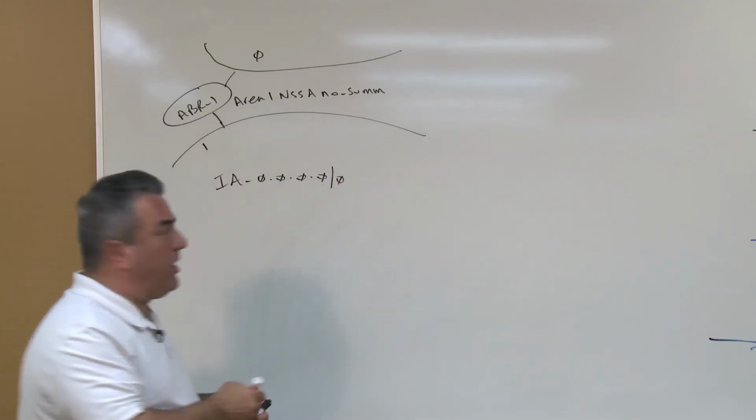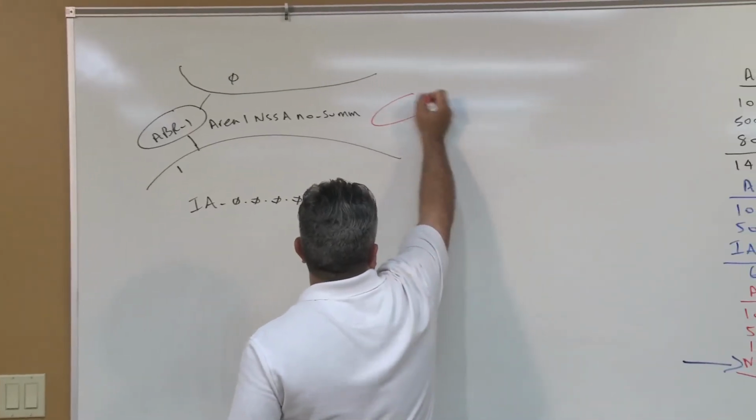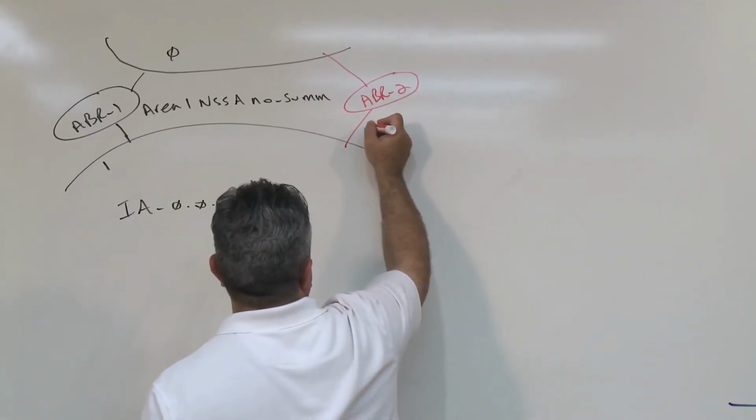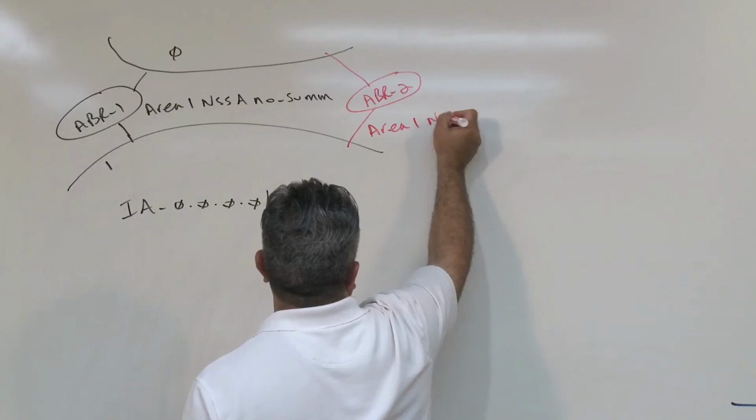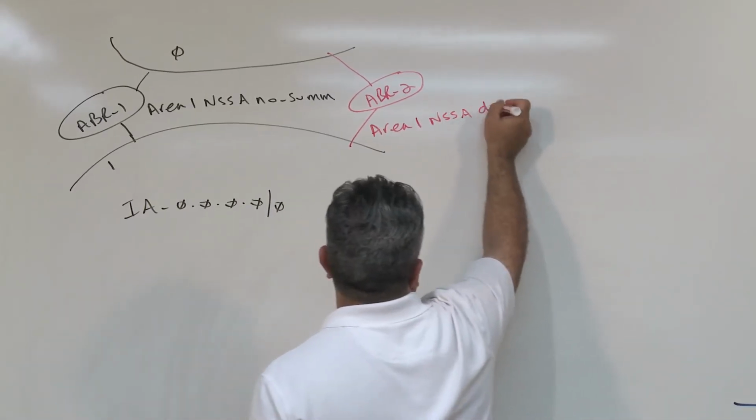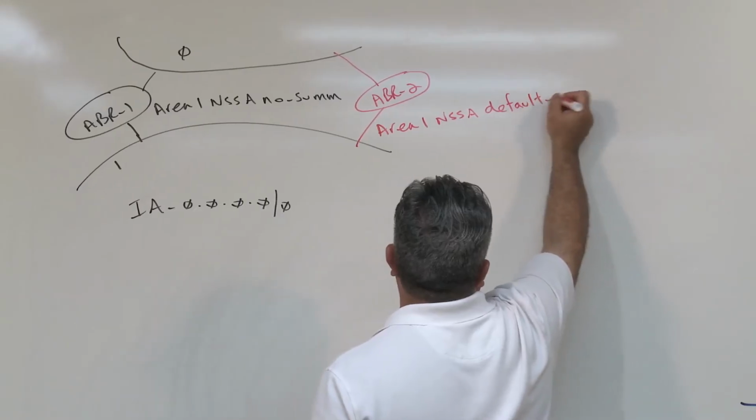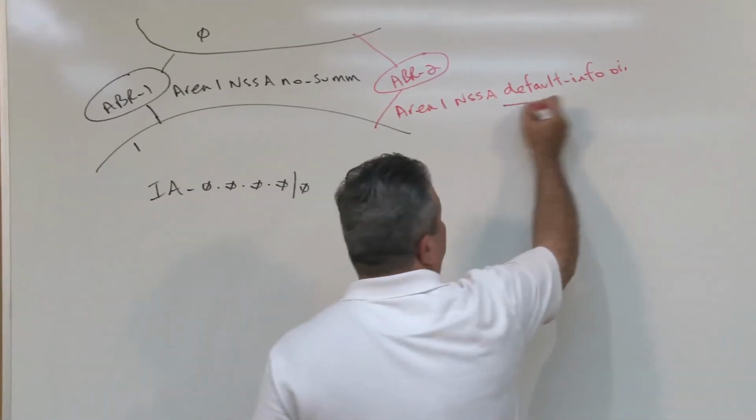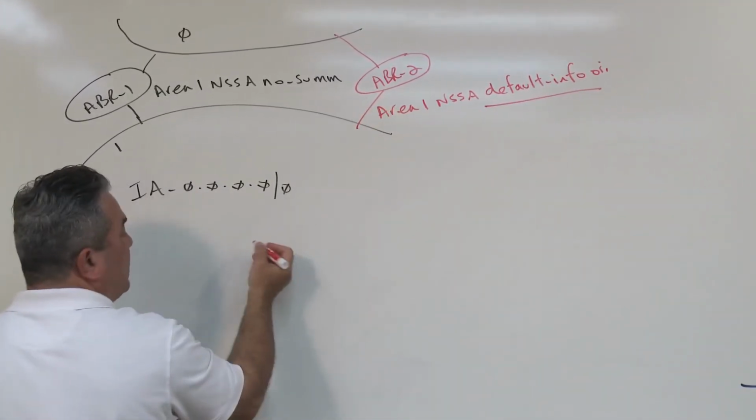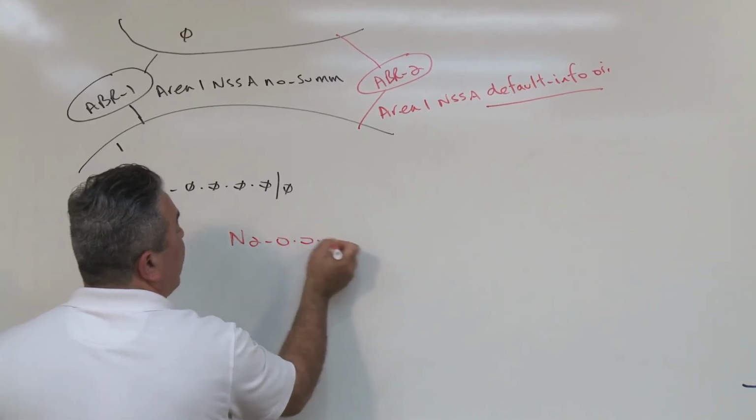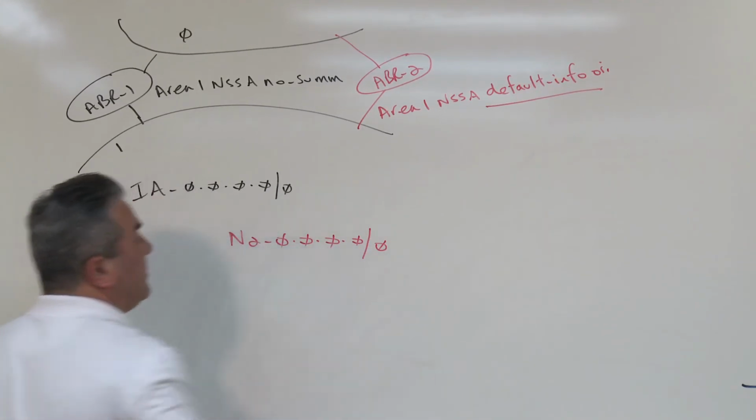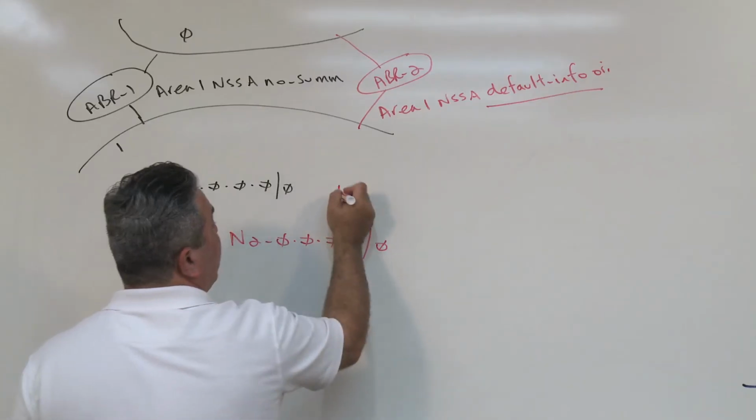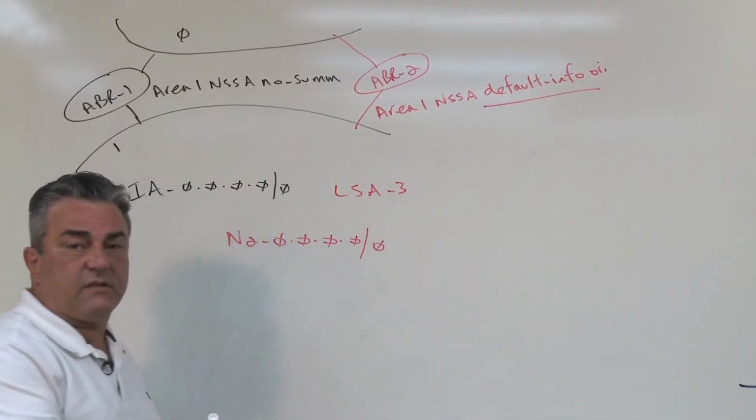So let's say we have another ABR here, ABR2. Now, this ABR is configured as area 1 NSSA default-information originate. Now, since I said default-information originate, the ABR is going to originate a default route, but in this case, the default route will show up as N2. But since we're not blocking LSA type 3s, he's also going to give me individual LSA type 3s.